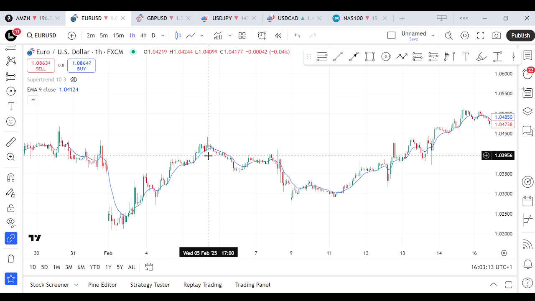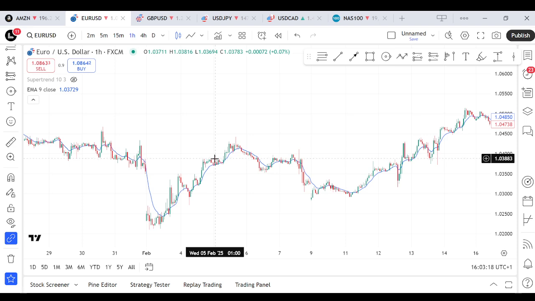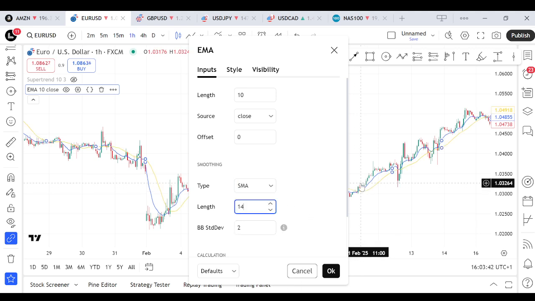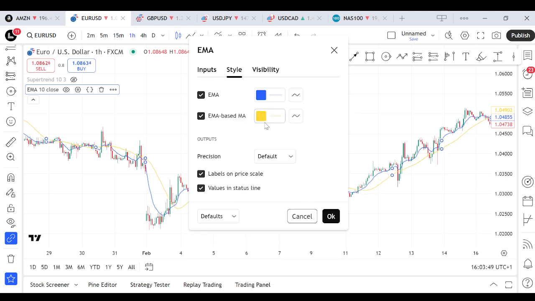The EMA reacts quickly to recent price changes because it gives more weight to recent data points. The SMA considers all price data equally, providing smoother but slightly delayed signals. In this strategy specifically, traders often combine a shorter term EMA like a 10-period EMA, which I'm just going to add, with a longer term SMA, like the 20 period. Have the 20 period SMA, and I'm going to use the red color for the SMA.